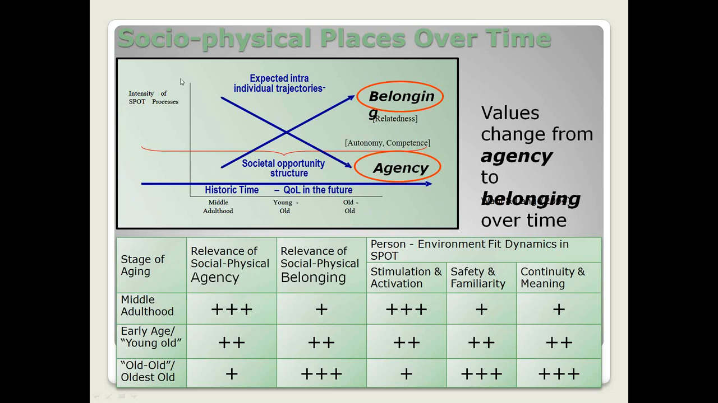And so instead of frailty here, what you have is an intensity of socio-physical places over time. This is a really hard chart to understand, but it's really important, so I hope you have patience to listen to it. These are the expected intra-individual trajectories for belonging and for agency. Agency is what those people call function. All of us, as we age, pursue an environment where we can function. So you will find people moving out of their big home into a smaller home because the big home was too hard to take care of. They're moving for agency. And then they need to replace doorknobs and have door levers because those work better.